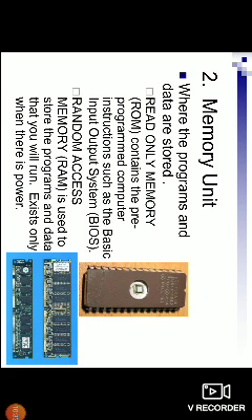Next one is random access memory, that is RAM, used to store the programs and data that you will run. It exists only when there is power. Once the power is gone, the entire memory will be erased, the entire data will be erased.